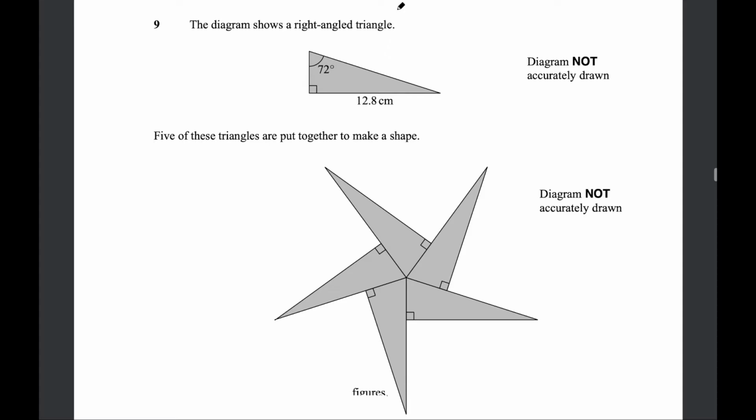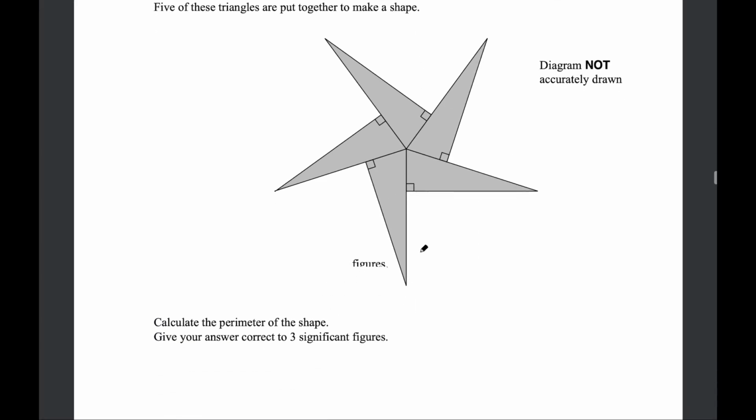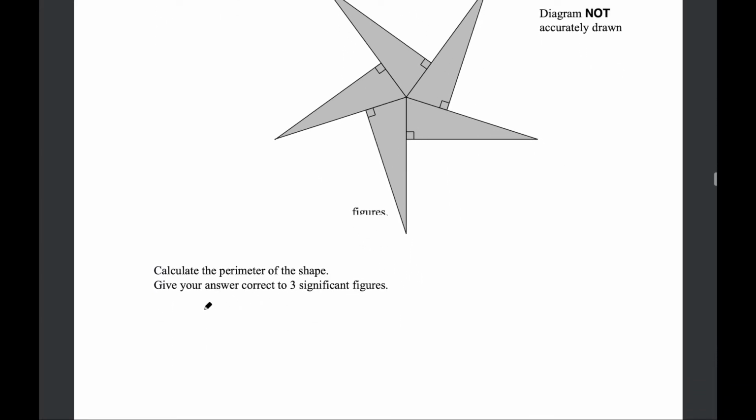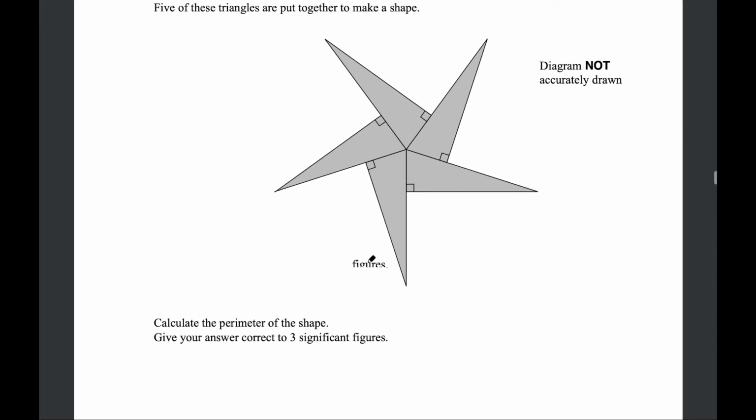Question 9 says diagram shows a right angled triangle. Here we have the diagram with an angle 72 degrees and one leg 12.8 centimeters. 5 of these triangles are put together to make a shape. Here's the shape. Calculate the perimeter of the shape. Give your answer correct to 3 significant figures. Okay, so I think that's a bit of a typo there.